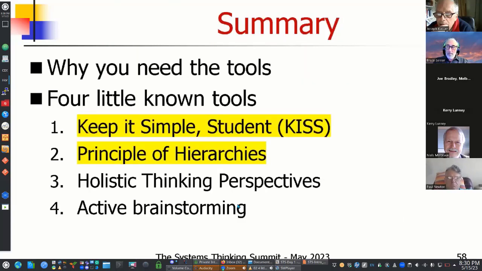So in summary, I explained to you why you need the tools. You need them to manage complexity. You need them so that you're on the side of the dichotomy that says, complexity, what's the problem? We can deal with it.